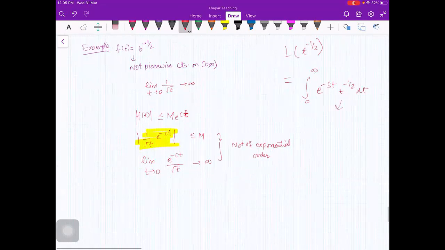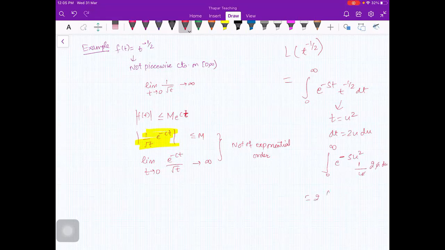I want to compute this integral. We can prove this: you just make the substitution t is equal to u square. So dt is equal to 2u du. Your integral becomes the integral from 0 to infinity of e raised to the power minus s u square times 1 by u, then you have 2u du. This and this will cancel. This is 2 times the integral from 0 to infinity of e raised to the power minus s u square du.